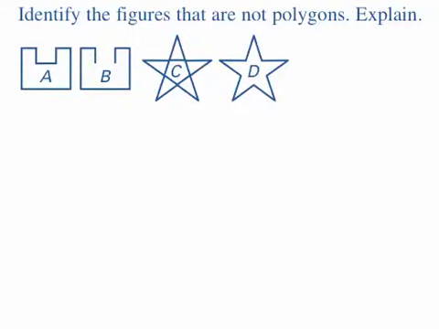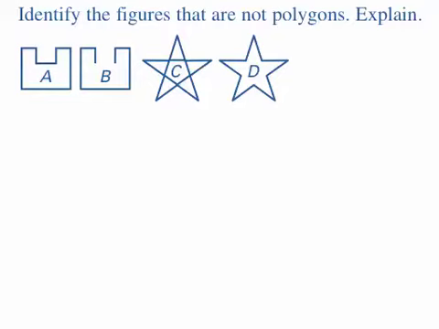This example says, identify the figures that are not polygons, and explain. If you look at figure A, it has all straight sides, and all of the sides are meeting at each other's endpoints. So A would be a polygon.